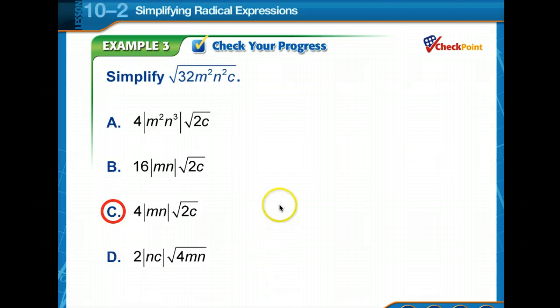Did you get 4 times the absolute value of mn? Notice, even, odd, because there's only a first power. So that's why it's in the absolute value sign. And we've got a square root of 2c left over.